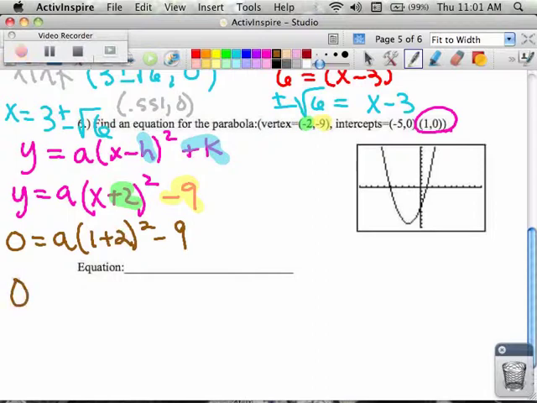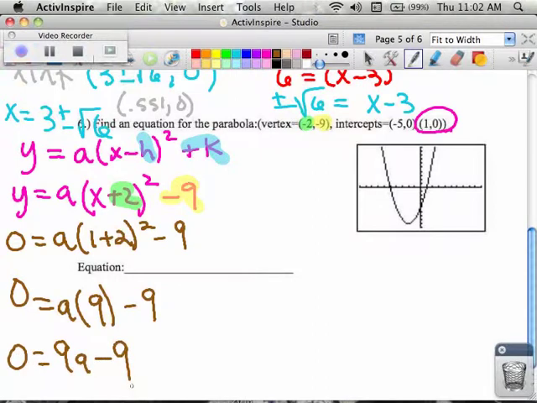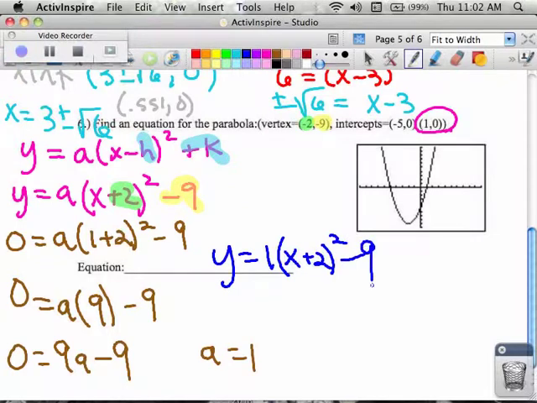So 0 equals a times 1 plus 2 is 3, squared is 9, minus 9. Or in other words, 0 is equal to 9a minus 9. What does a have to be? 1. So if my a is 1, now I know the equation actually looks like y equals 1, parentheses, you don't really need to write the 1, x plus 2 quantity squared minus 9. Fini.